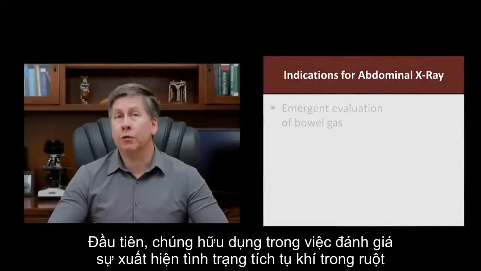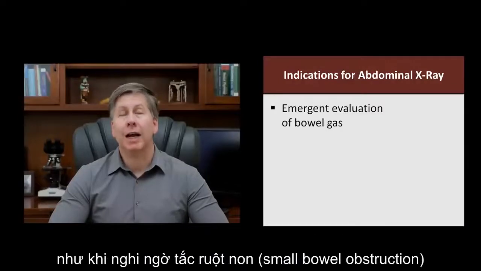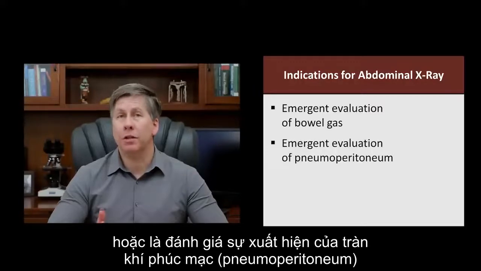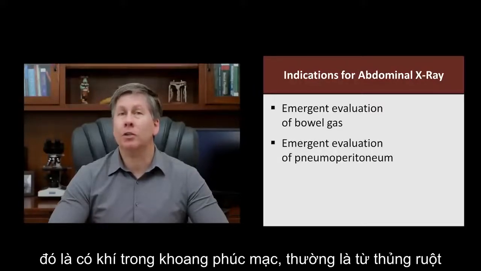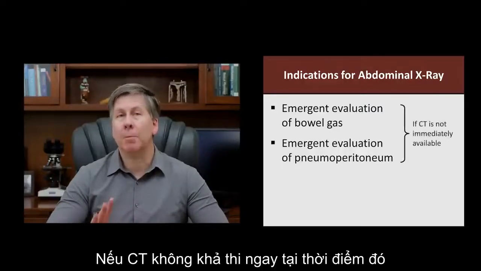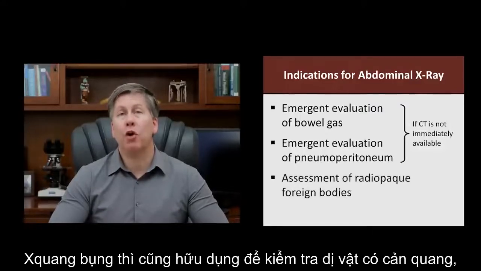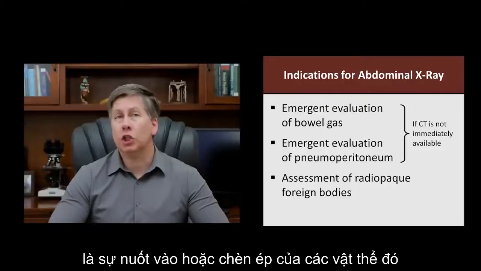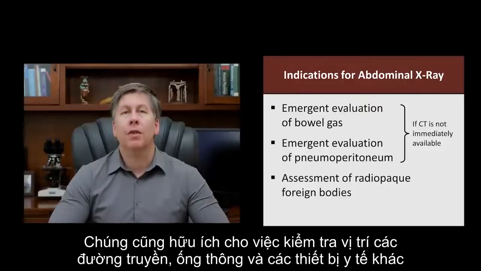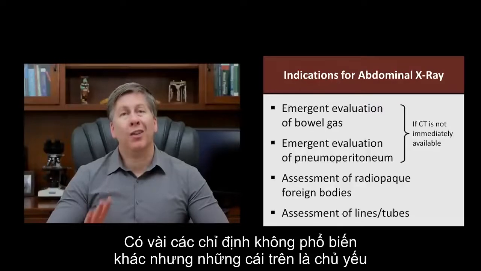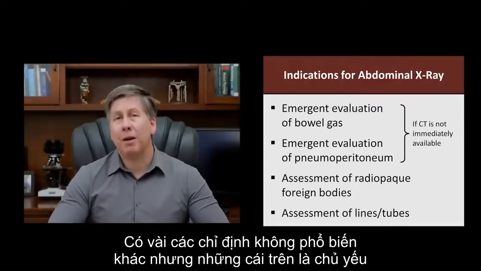First, they are useful for the emergent evaluation of bowel gas, as in suspected small bowel obstruction, or for the emergent evaluation of pneumoperitoneum, that is, air inside the peritoneal cavity, usually from a bowel perforation, if CT is not immediately available. Abdominal X-rays are useful in the assessment of radio-opaque foreign bodies, that is, the ingestion or insertion of objects. They are also helpful with the assessment of the positioning of lines and tubes and other medical devices. There are a few other uncommon indications, but these are the main ones.